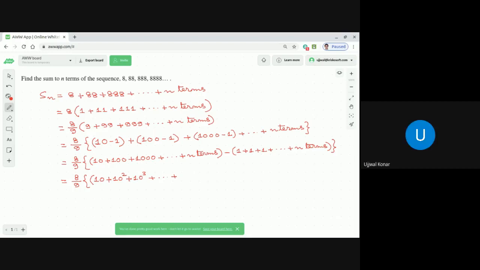It will be 10 to the power n. First term is 10, means 10 to the power 1. Second term is 10 to the power 2. Third term is 10 to the power 3. So in that way, the nth term should be 10 to the power n.